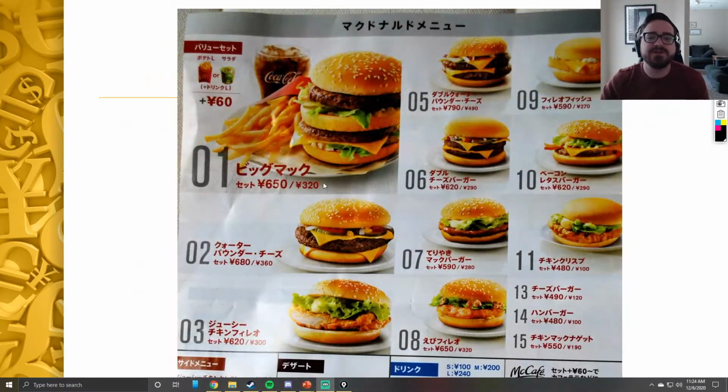So here's an example of what I mean by that, the price thing. This is Japan. This is the yen, the exact currency I was talking about. This is the menu for McDonald's. This was as of, I want to say, 2014 is when I grabbed this menu. And there's your number one, your Big Mac. That's your Big Mac combo. 650 yen for the combo. 320 yen for just the Big Mac on its own.